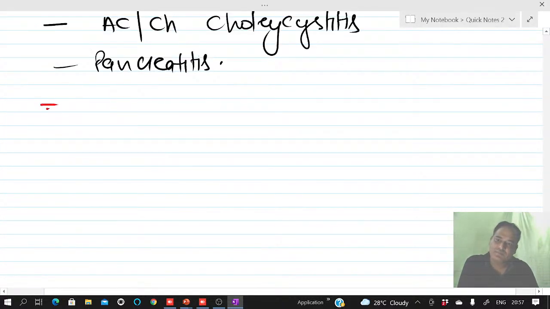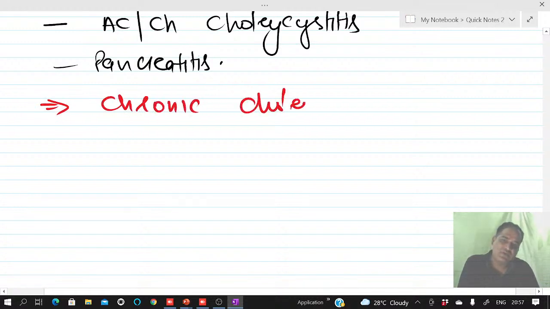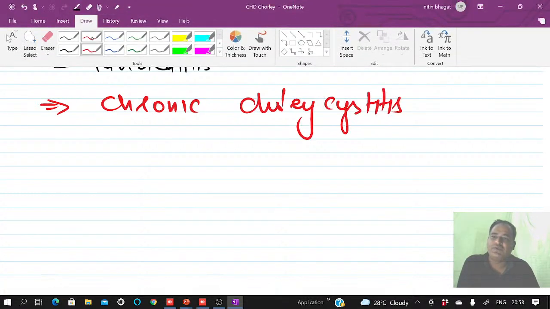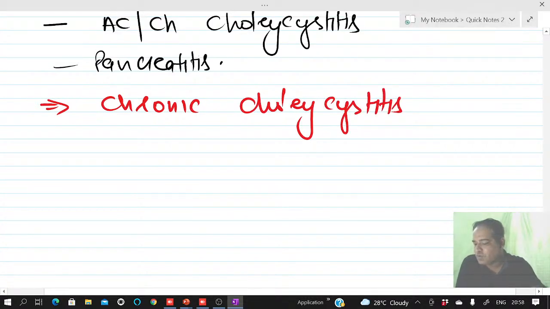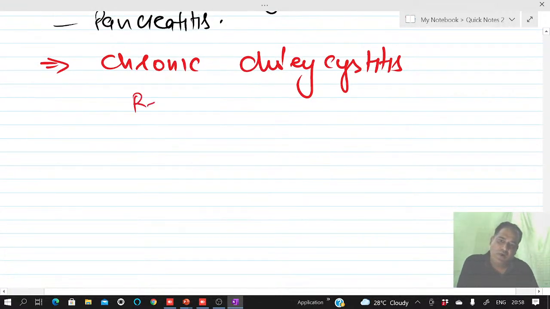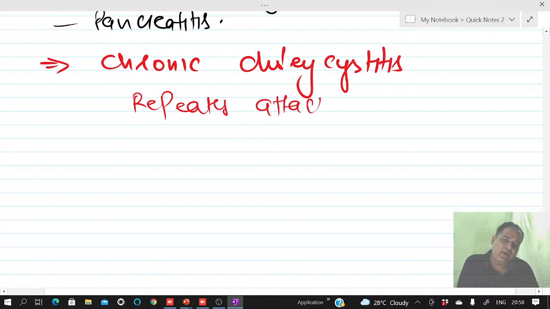Now, commonly it causes chronic cholecystitis, because the stone will be there for long. So this will cause repeated attacks of biliary colic.